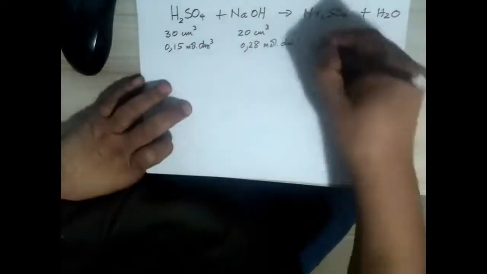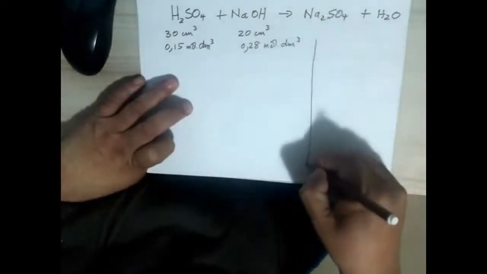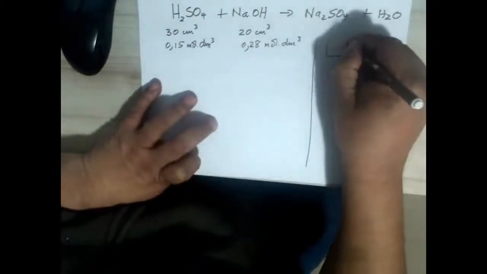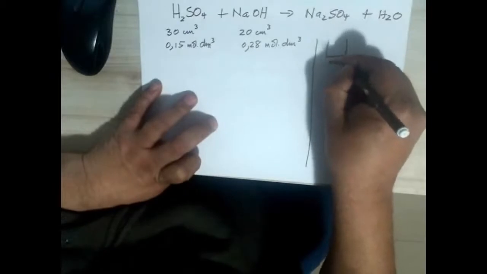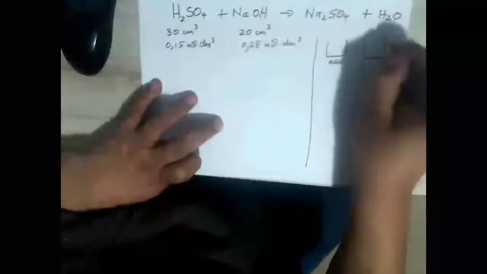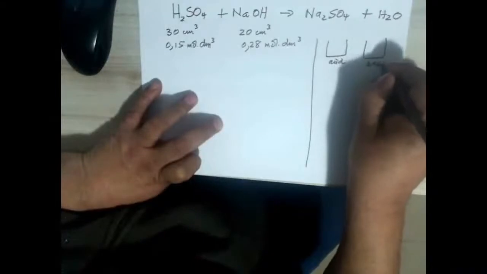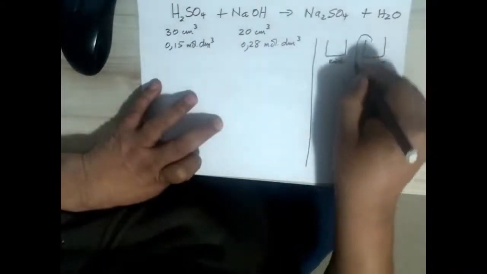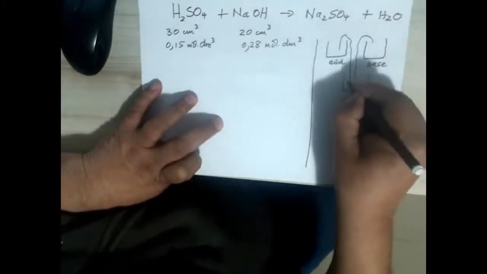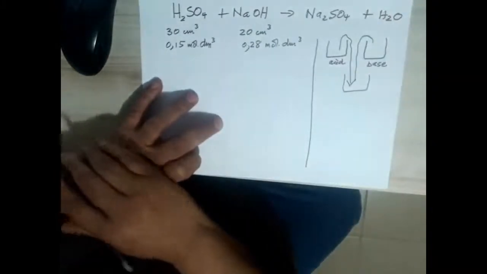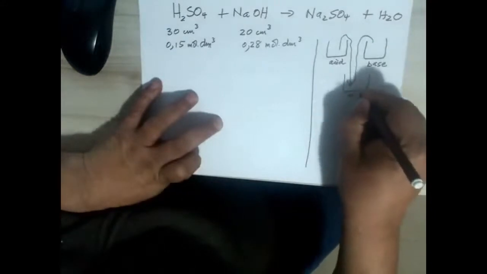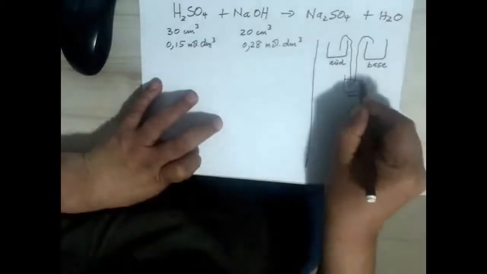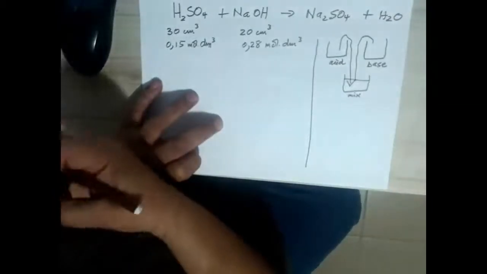Which means, now let me just make you a little drawing, just to give you an idea of where we are going. So we have the acid, and we have the base. And what we are doing is that we are mixing the acid and the base, so they're both going into one container. And I call that the mix. And in the mix, the reaction happens.